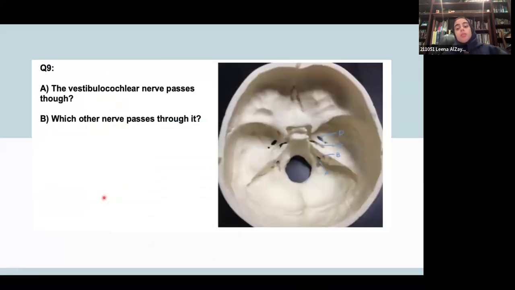Okay. The answers keep coming up, sorry. Which canal does the vestibulocochlear nerve pass through? Or which other nerves pass through it as well? And the name of the canal, please.